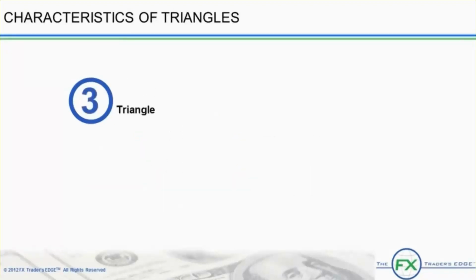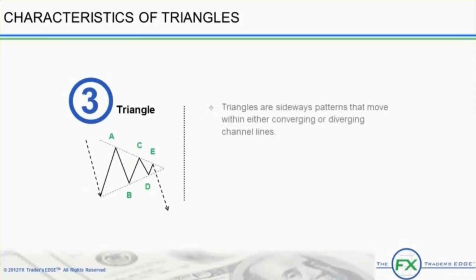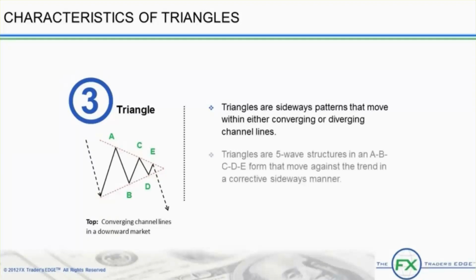Characteristics of triangles. In an uptrend or a downtrend, triangles are sideways patterns that move within either converging or diverging channel lines. The example to the left shows converging channel lines in a downtrend market. Triangles are five-wave structures in an ABCDE form that move against the trend in a corrective sideways manner.